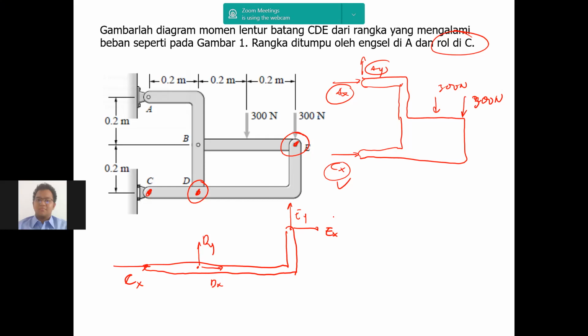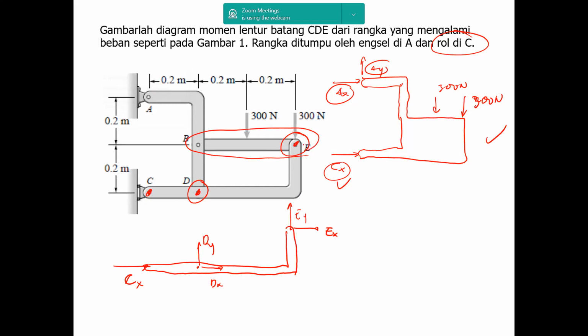How do we find those 4 unknowns? The first unknown, Cx, we already found from the external forces on the whole free body diagram. Now we have to find Dx, Dy, Ex, Ey. Ex, Ey will be here, and Dx, Dy will be here. So we have to draw all the free body diagrams here.